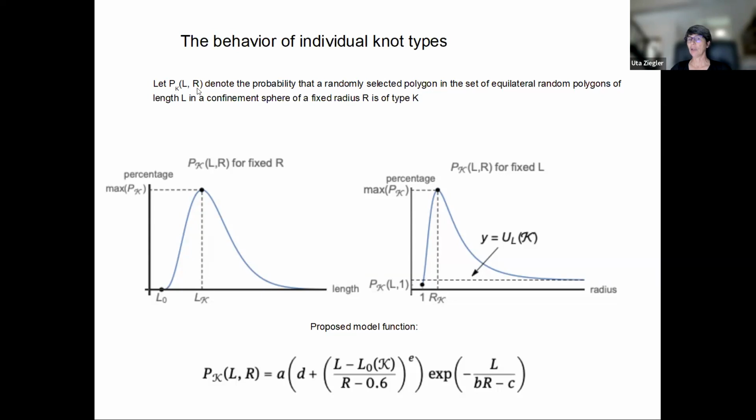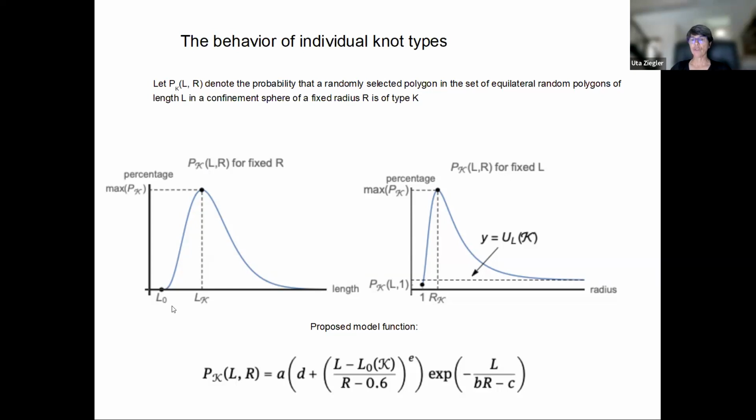So if you're looking at a little bit of theory here, we defined P sub K of L, R. That's the probability that if you randomly select a polygon from random polygons of length L and confinement radius R for the sphere, the randomly selected polygon has the knot type K. Something along the lines of what I just showed. So the left figure here shows how this might look if you have the radius fixed, and this looks at when the length is fixed.